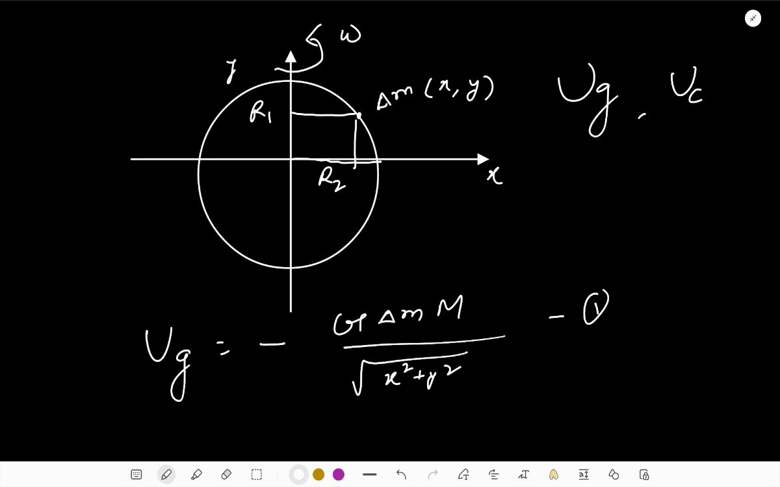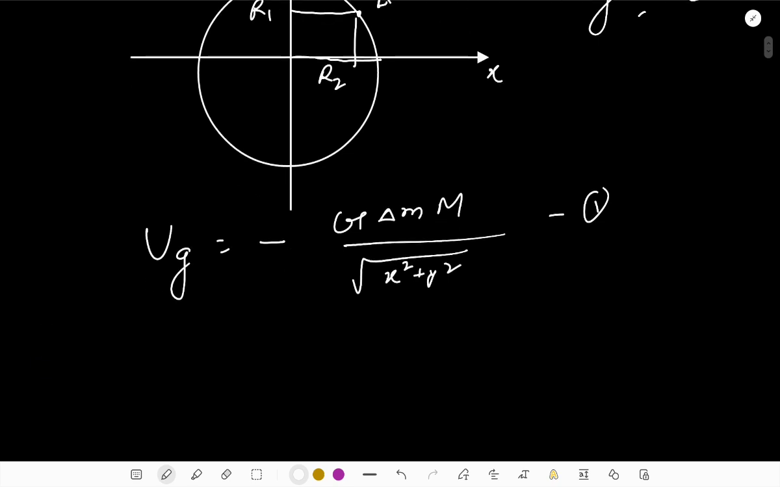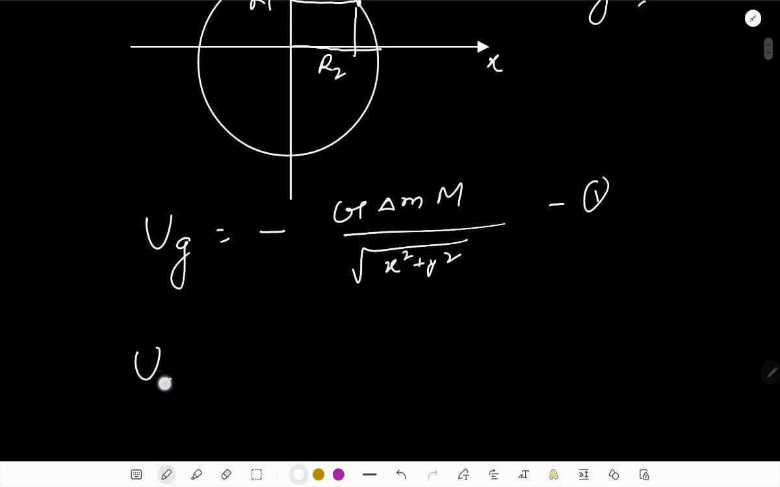And for the potential energy related to the work done by the centrifugal force, we can simply write UC. That will also be equal to minus m omega square x square by 2. This is m omega square x dx. Yeah, I can write its potential energy as delta m omega square x square by 2.